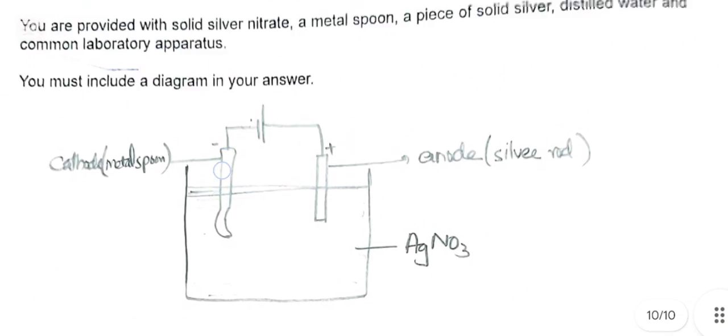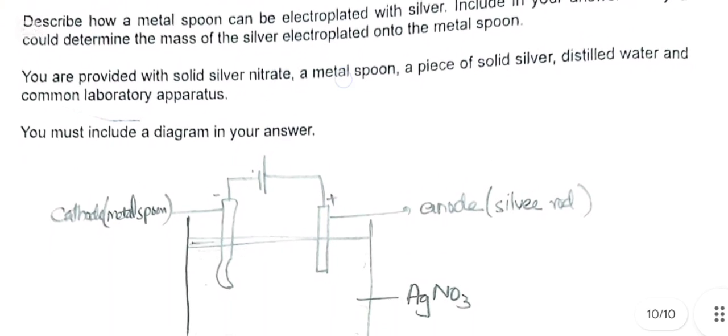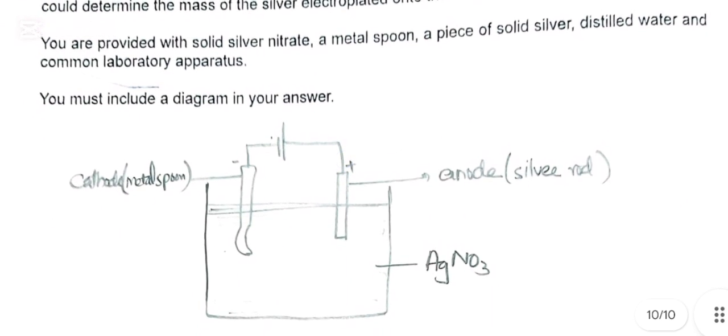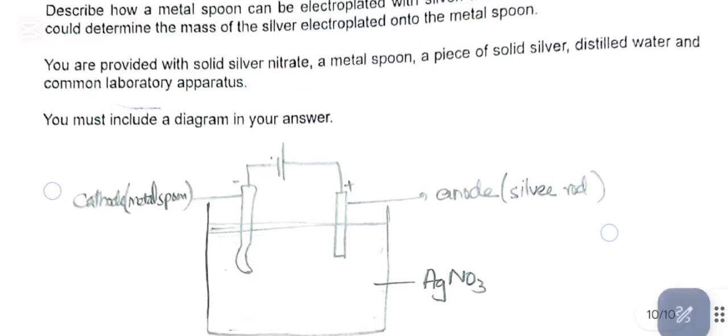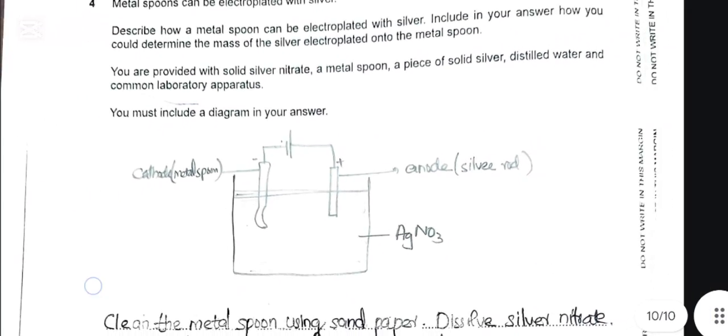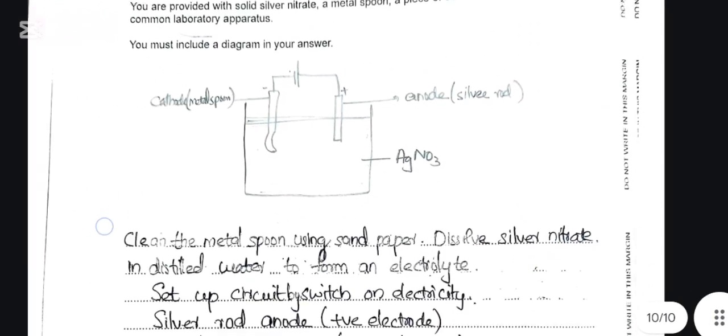So basically what you'll do, you set up a cathode and then the power supply, which is very important, the positive terminal connected to the positive anode. And the positive anode is a silver rod, as we discussed before. The cathode is a metal spoon. And silver nitrate solution.